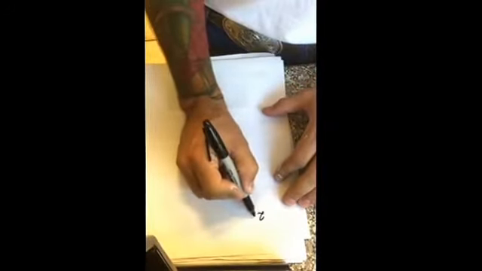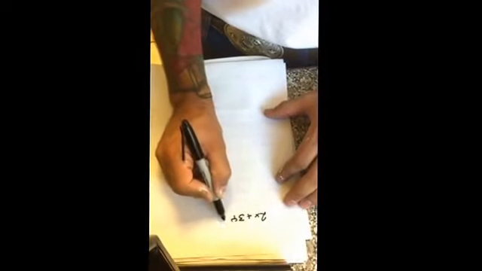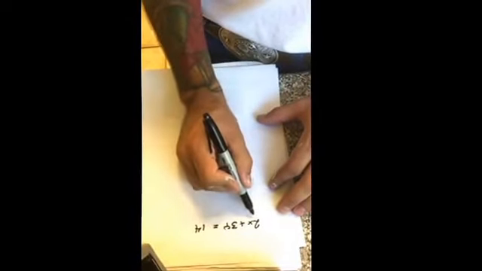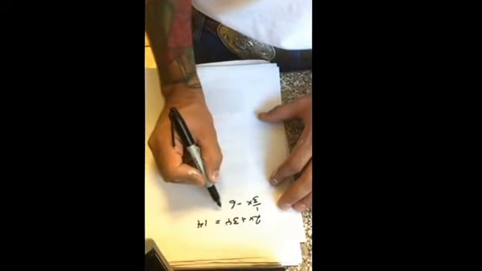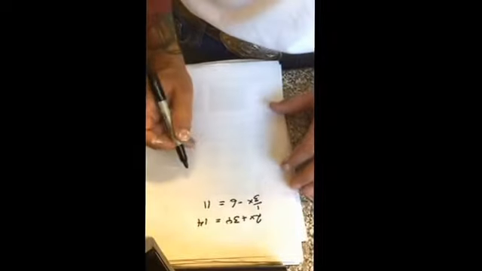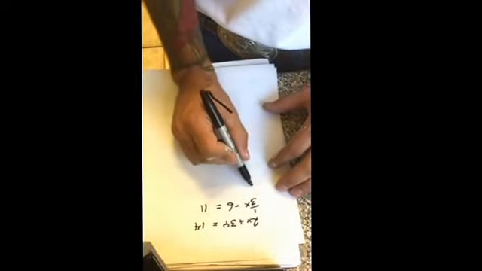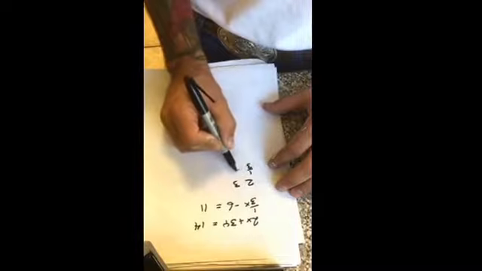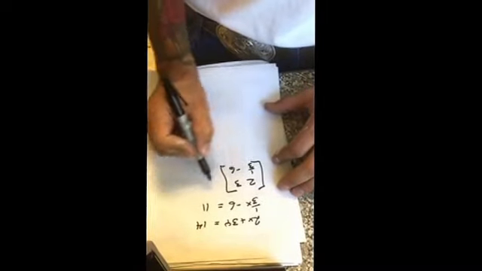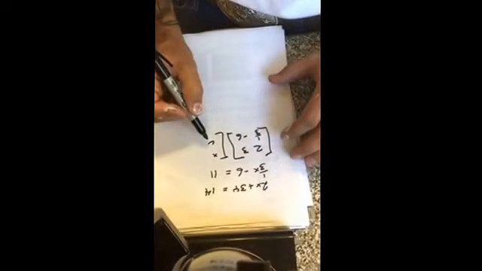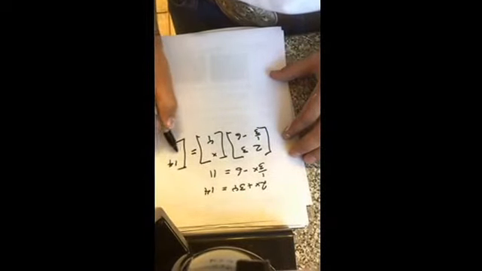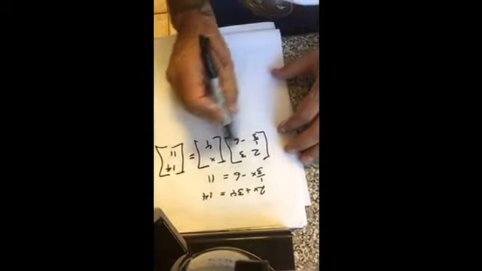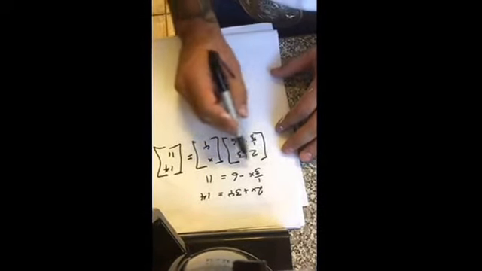Okay, solving systems with inverses. So let's say that we have an equation that tells us something like this. So first thing I'm going to do is set up the matrix equation, which you guys already know how to do. Then I'm going to find the inverse of this right here.